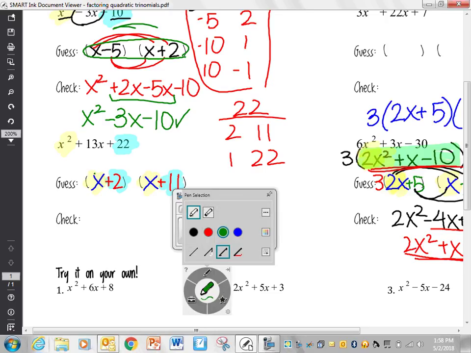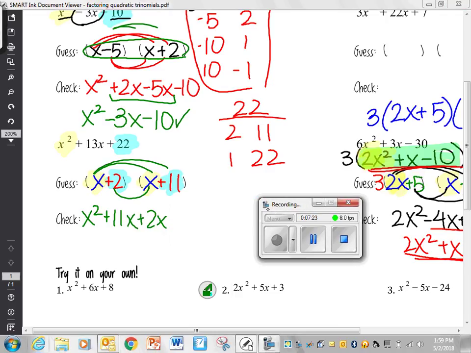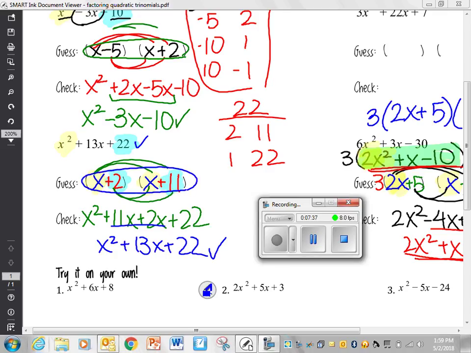I'll check. X times x is x squared. X times 11 is 11x. 2 times x is 2x. And lastly, 2 times 11 is 22. So when you combine my terms, you get x squared plus 13x plus 22, which is ultimately what we want to check. So this is our correct answer.